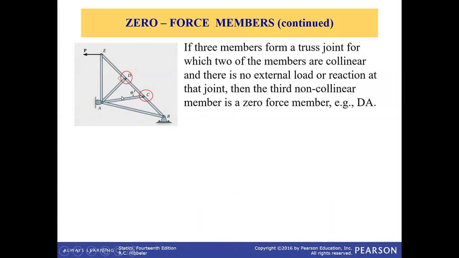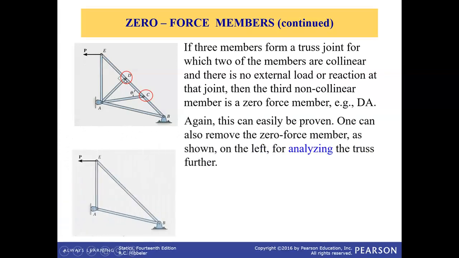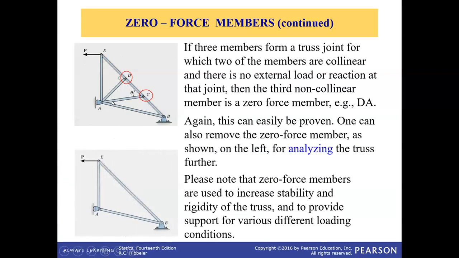The second condition or second rule to identify zero force members is when there are three members connected at the joint, for example here, and two of them are in line, then the third member is called a zero force member if the joint does not contain any externally applied load or support reaction. So in this example, both members DA and CA are zero force members. It means even though they are there, they do not carry any load, so we can actually remove them from the truss structure and simplify it to only three members rather than five members.